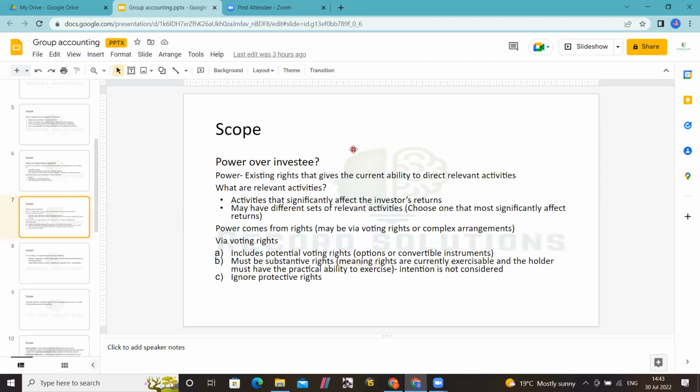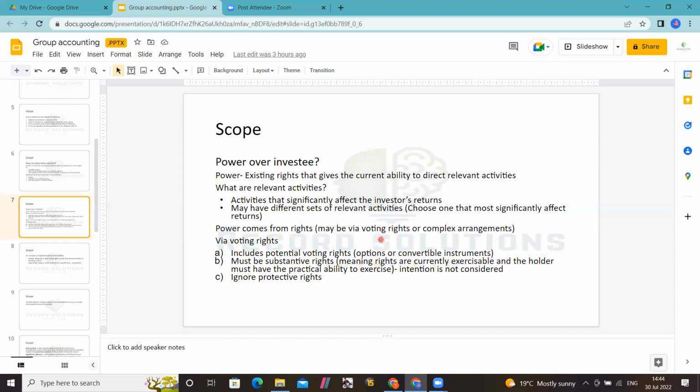And what do directors do? They direct relevant activities. That's what they do. So if you can appoint directors via these voting rights, then that means that indirectly you do direct these relevant activities. So you have power. You have power if you can instruct basically that you want this many directors. So that's voting rights. That's how they work in most cases.